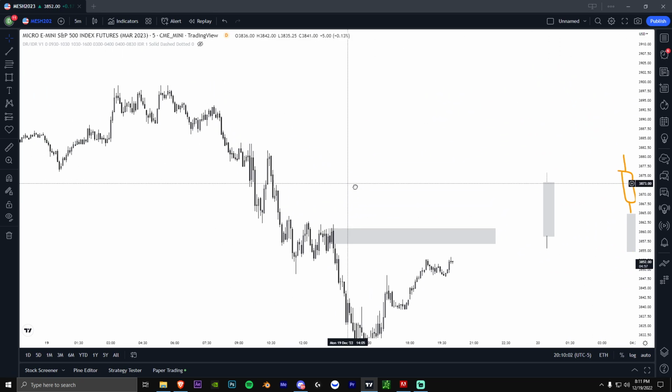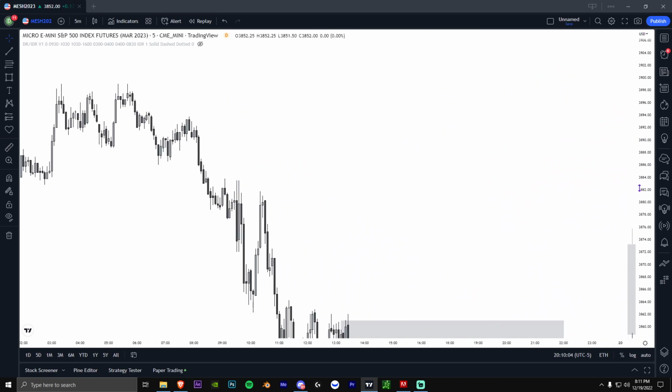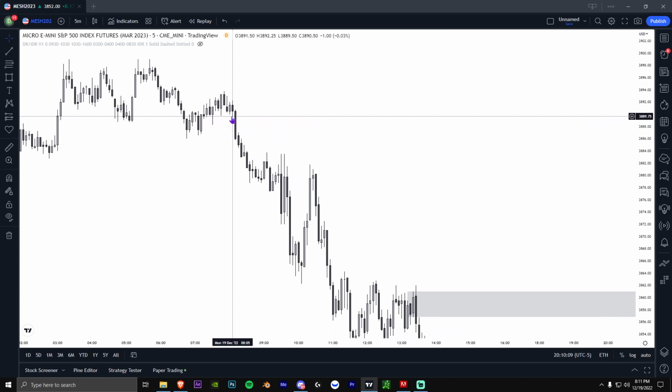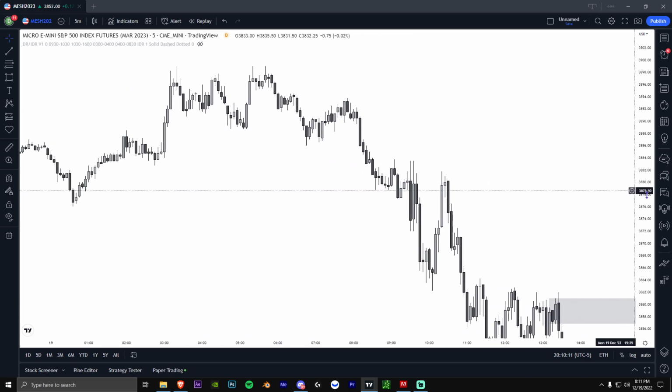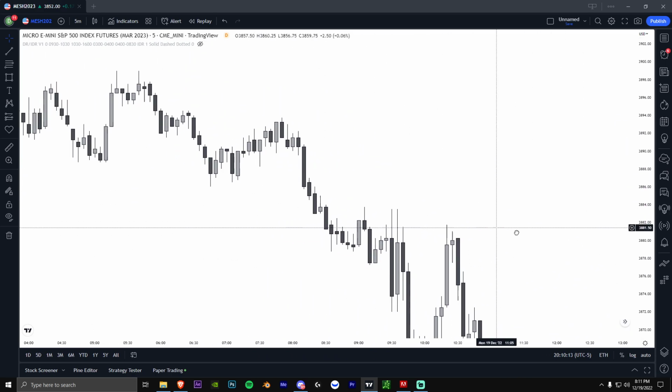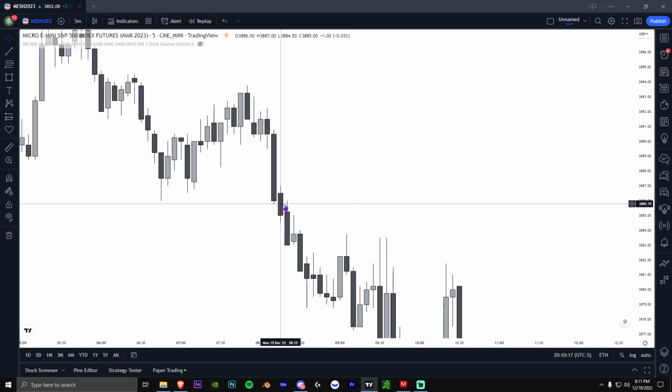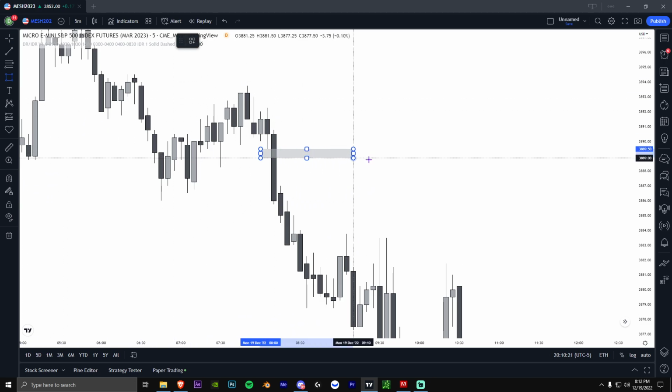So let me just show you a few examples of this on the chart. If we look right here, this is a fair value gap. Why? Because this wick does not overlap this wick. But if we look closely, you can see this wick right here overlaps this wick. See? So there's no fair value gap here. There's only one right here.